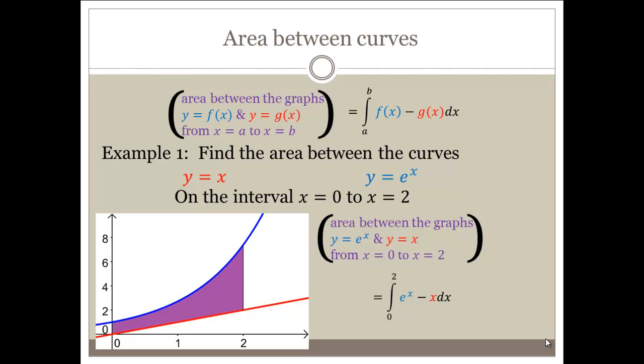Evaluating this on our calculator, we get that it is roughly 5.389. So this means that the area between the curves y equals x and y equals e to the x on the interval from x equals 0 to x equals 2 is roughly 5.389.